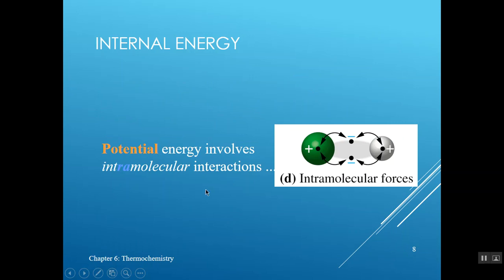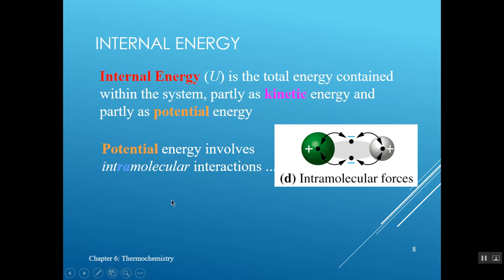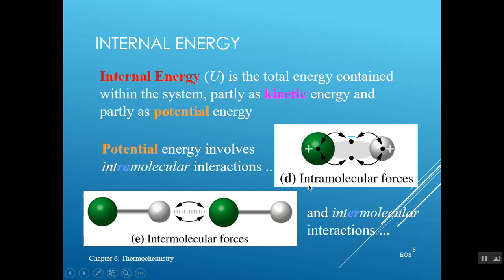Now, when it comes to potential energy at this microscopic level, there are two types. You have what are known as intramolecular forces, which are the forces that exist within a molecule. So, for example, if you have two atoms connected to each other by a covalent bond, which is basically a shared pair of electrons, then you're going to have forces of attraction between the positive nuclei of the atoms and the negative electrons that are shared between the atoms.